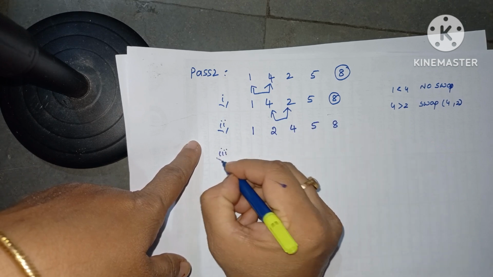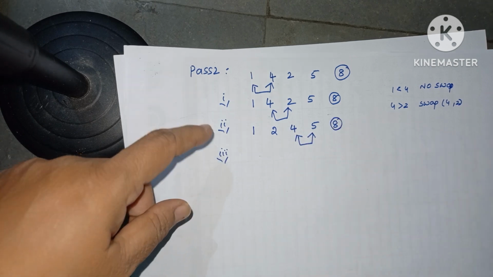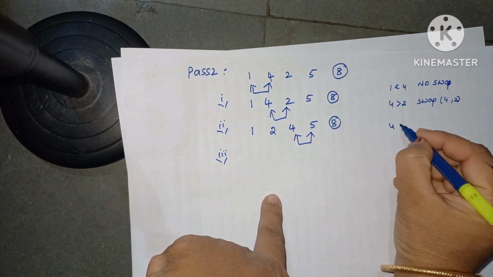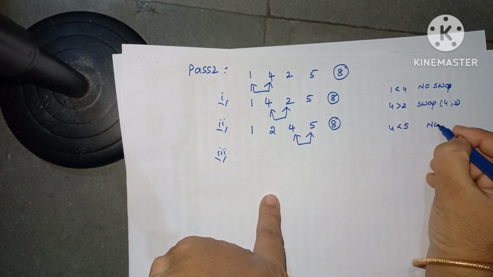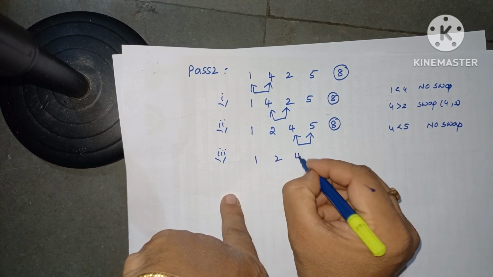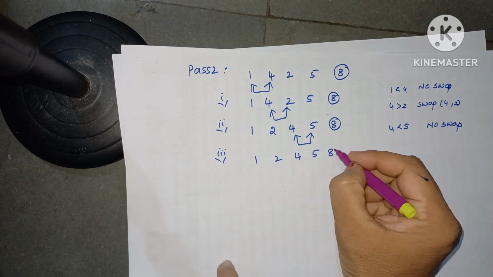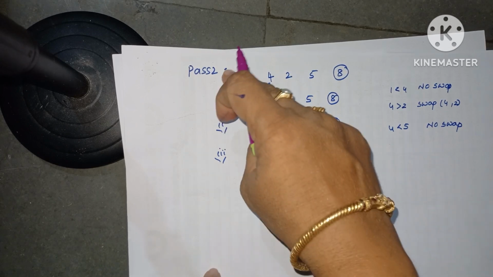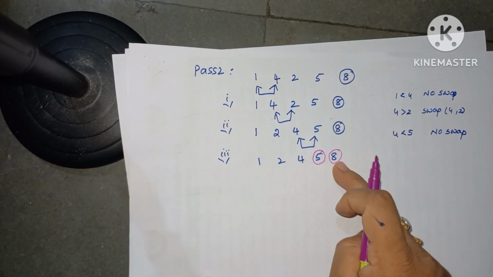Next, the third step. Compare these two elements, 4 and 5. It is already bubbled because it is already in the correct position. So 4 is smaller than 5, the first element is smaller, so also no swap. No swap means 1, 2, 4, 5, 8. So it is already bubbled. After swapping, all the elements are in order. So these two are bubbled. So in pass 2, within 3 steps, all the elements are in order.